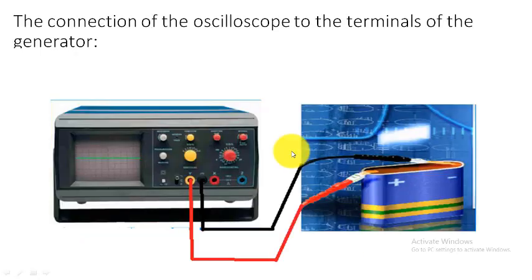Let's have a look at the connection of the oscilloscope to the terminals of the generator. The positive pole of the generator or the dry cell is connected to the phase pole of the oscilloscope, while the negative terminal of the battery is connected to the ground pole of the oscilloscope. So the positive pole to the phase and the negative pole to the ground.